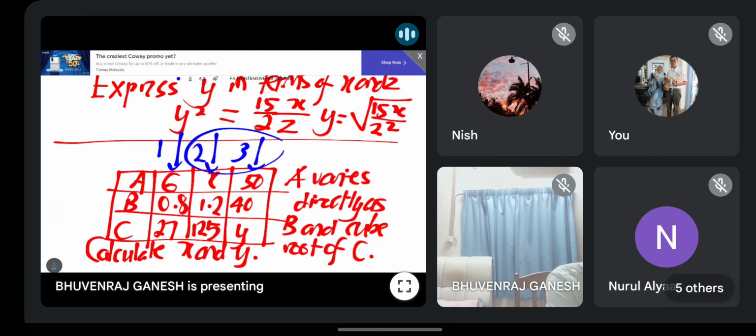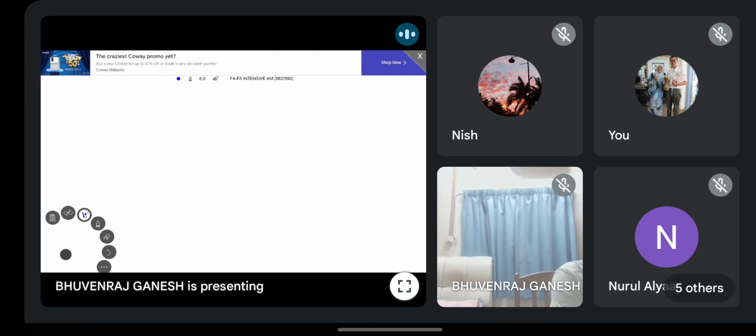Kalau kamu ambil 2 dan 3 ni, kamu ada X dan Y. Maksudnya, kamu ada 2 unknown dah. You cannot solve equation yang ada 2 unknown. Only one unknown boleh. Okay, so then kita akan guna nilai yang ni lah.